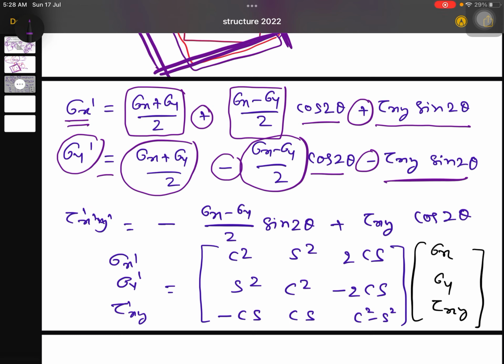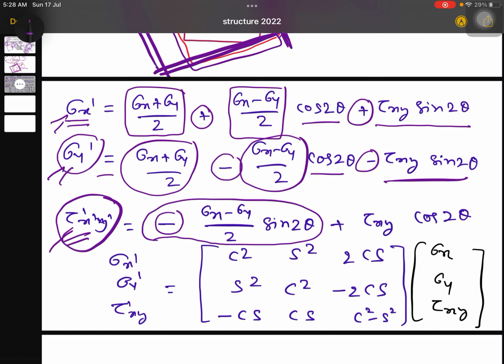Everything is clear. And this is the third one, tau dash xy dash. These three are the new quantities. After tilting the element, we are getting these three new stresses. For them we got the formulas, and you can see the last formula here. In this formula there is a minus sign here, and here you have a plus sign. Of course here you have sine 2 theta and cos 2 theta.